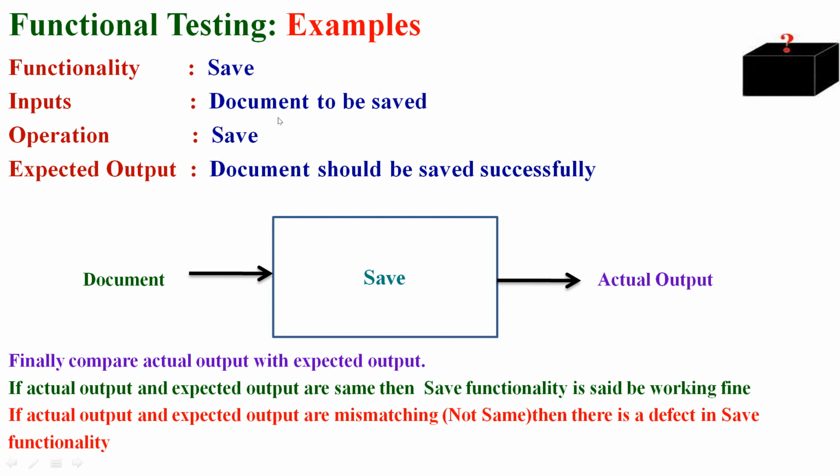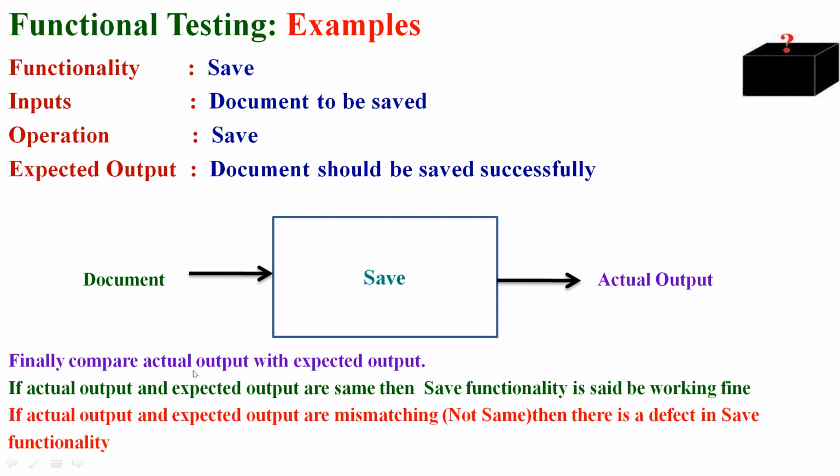Input is the document to be saved, which I wanted to save. Expected output is document should be saved successfully. The input is a document. We are performing the operation on that document called save, and we are getting the actual output. So after this, what should be the actual output? The document should be saved successfully. Yes or no? The document is saved successfully.